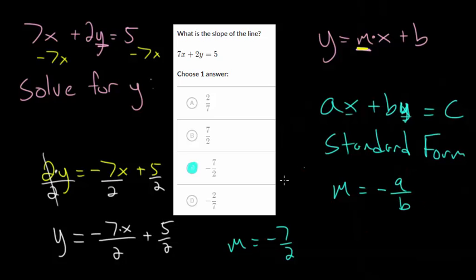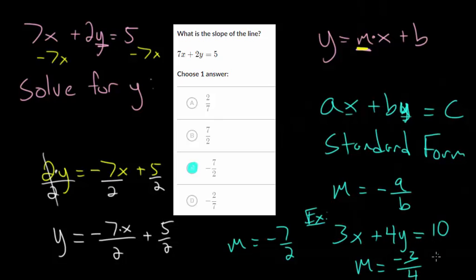And that will always give it to you, because notice that we took the opposite of a, so minus 7, and we divided it by b, which was 2, and we got minus 7 halves. So this can always work. If you have 3x plus 4y equals 10, you can immediately find that the slope is just the opposite of the coefficient on x, so minus 3, divided by the coefficient on y, which is 4.